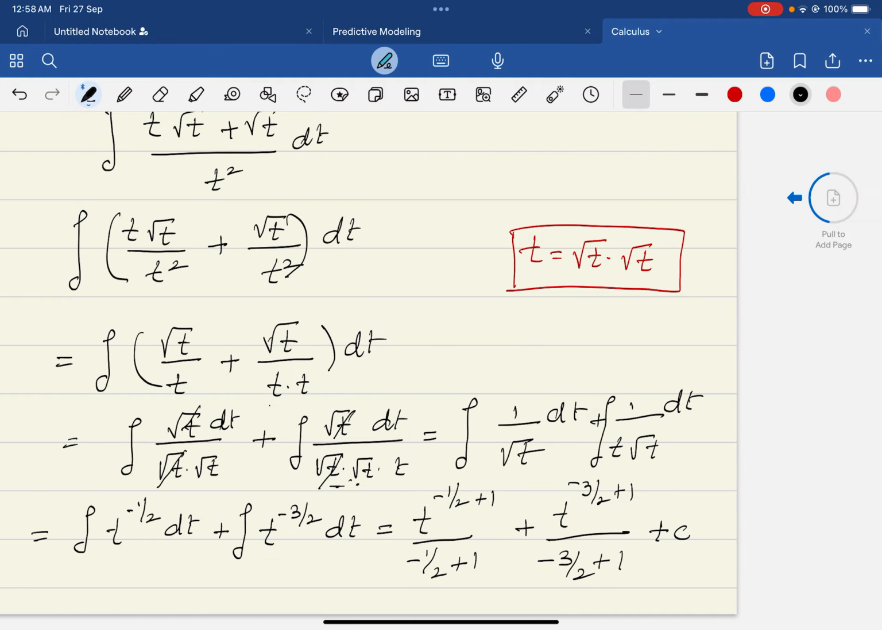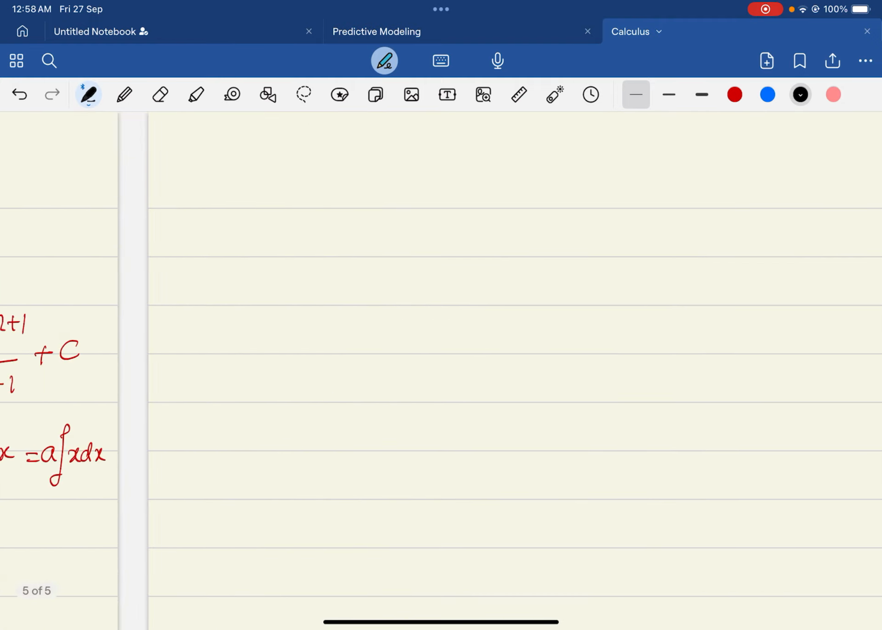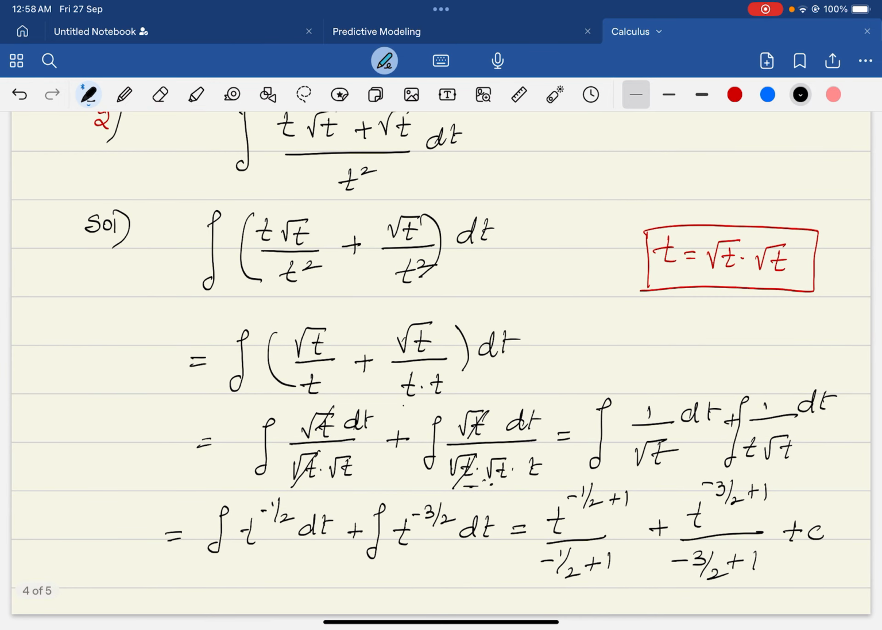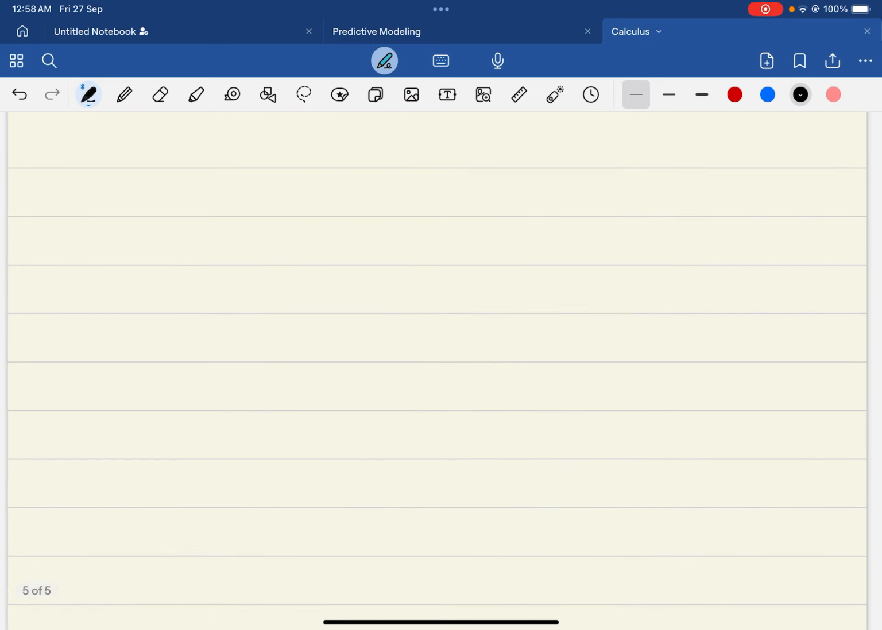So now let us have a look at this. That is t power half by half, and t power 1 minus 3 by 2 means t power minus half by minus half. So the value is t power half by half plus t power minus half by minus half plus the constant.